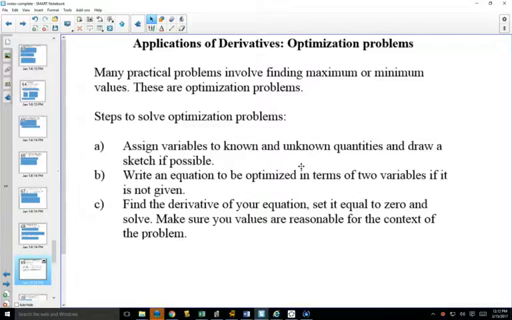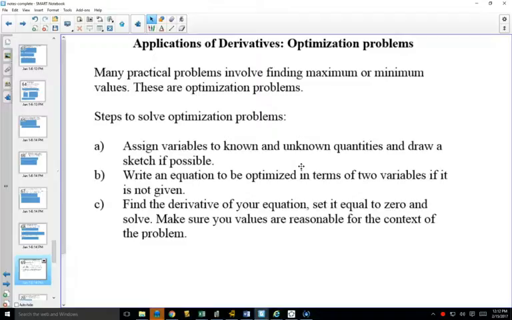So Monday is a holiday. Monday there's no class. It doesn't count as a day. So next week we'll have class on Wednesday and Friday, and we will have our test on applications on the Friday.